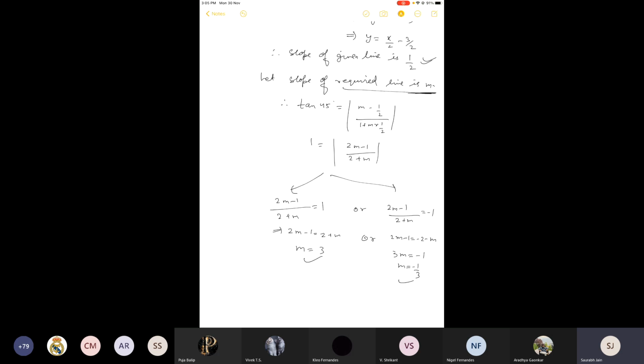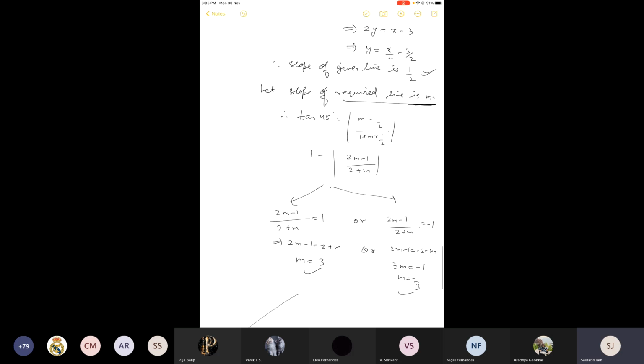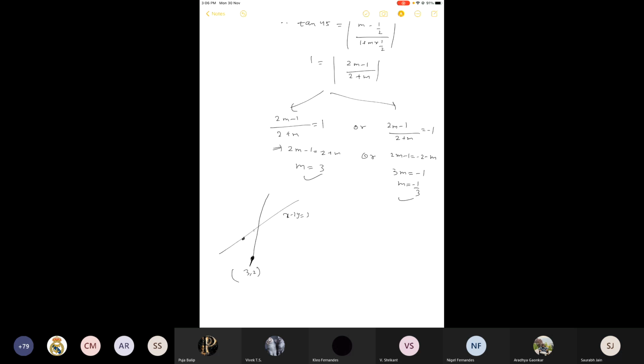So if I am getting two slopes, that means I am getting two different lines. Why? Because see, there is this line. Let us draw a rough diagram. Let us say we have this line x minus 2y equals 3, and let us say there is a point which is 3 comma 2. Passing through this point 3 comma 2, I have drawn a line which makes 45 degrees with this line, and I can draw one more line like this. See, so basically I am getting two lines.